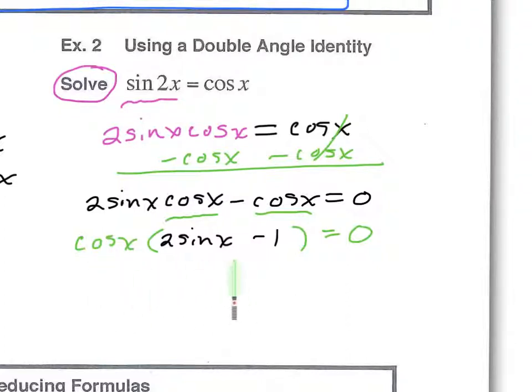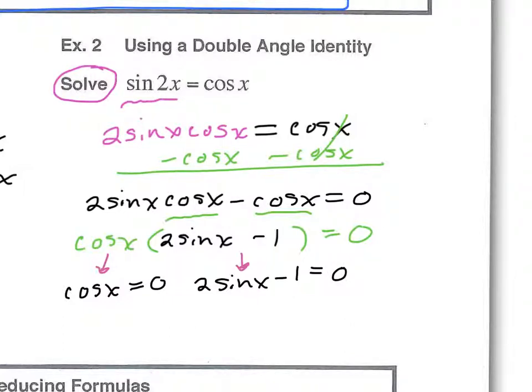If I've got 2 things that are being multiplied to give me 0, for a product to be 0, one of those 2 factors has to have a value of 0. So go back to your algebra again, if I factored and I had a problem where I had x plus 2 times x minus 4 equals 0, how would you solve for x? Set each factor equal to 0. So we're going to do the same thing here. We're going to set this factor, the cosine of x, equal to 0. And we're going to set this factor here, 2 sine of x minus 1 equal to 0.